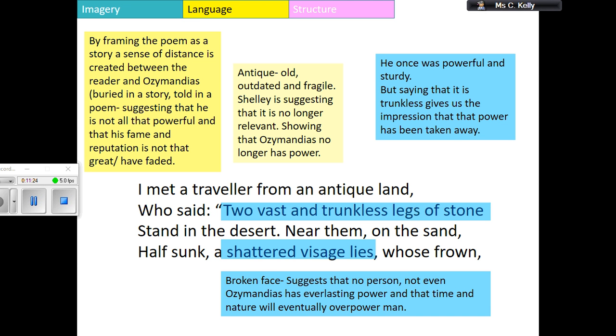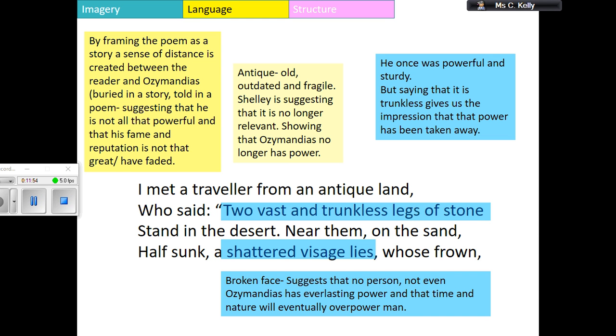So in terms of the first question, what difference does it make that we hear this story as a sort of second-hand story? By framing the poem as a story, the sense of distance is created between the reader and Ozymandias, so it's sort of buried within a story. And it suggests that maybe he's not all that powerful and his fame and reputation is not that great. He's just heard as a story from a traveller. It's not in the news, it's not in the museums, it's not something that's really important there.